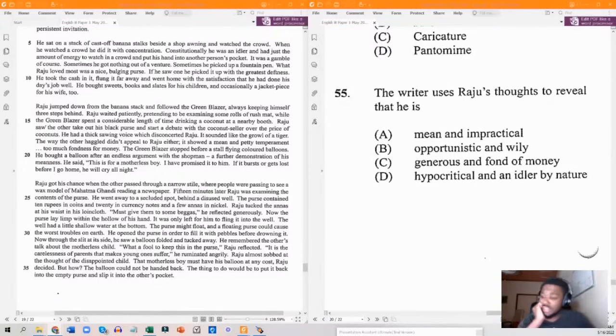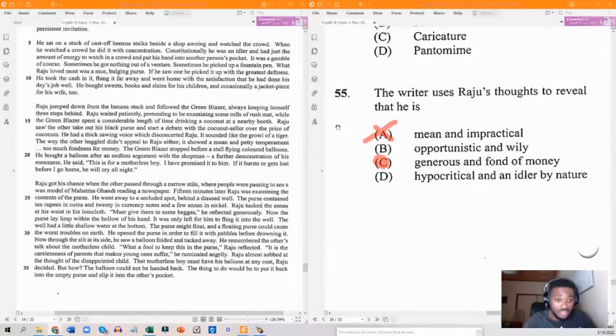And this is the trickiest question on this passage. Actually, the second trickiest question on this passage. Answer C. Very tricky because B is close. But the answer is C. Generous and fond of money. Mean, he's not mean. Definitely Raju is pretty kind actually.